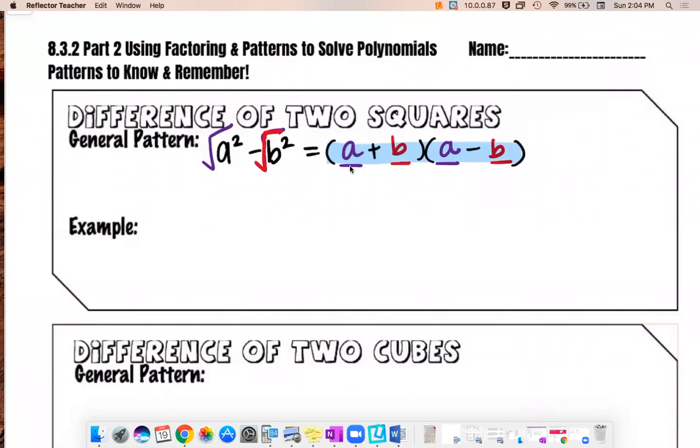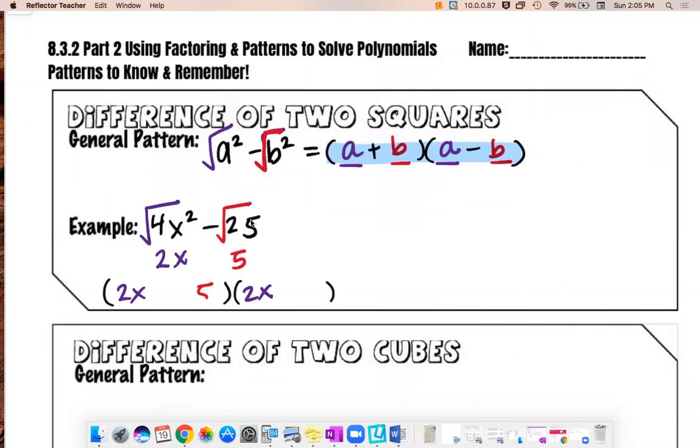So let's do 2 examples. First example is 4x squared minus 25. The first thing you do is take the square root of each of these, and these have to be square rootable for you to do this problem. The square root of 4x squared is 2x, because 2x times 2x is 4x squared. And the square root of 25 is 5. So then we write our two parentheses. The 2x goes in the front part of both parentheses, the 5 goes in the back, and then one is positive and one is negative in the middle. Those are your factors, and you're done.